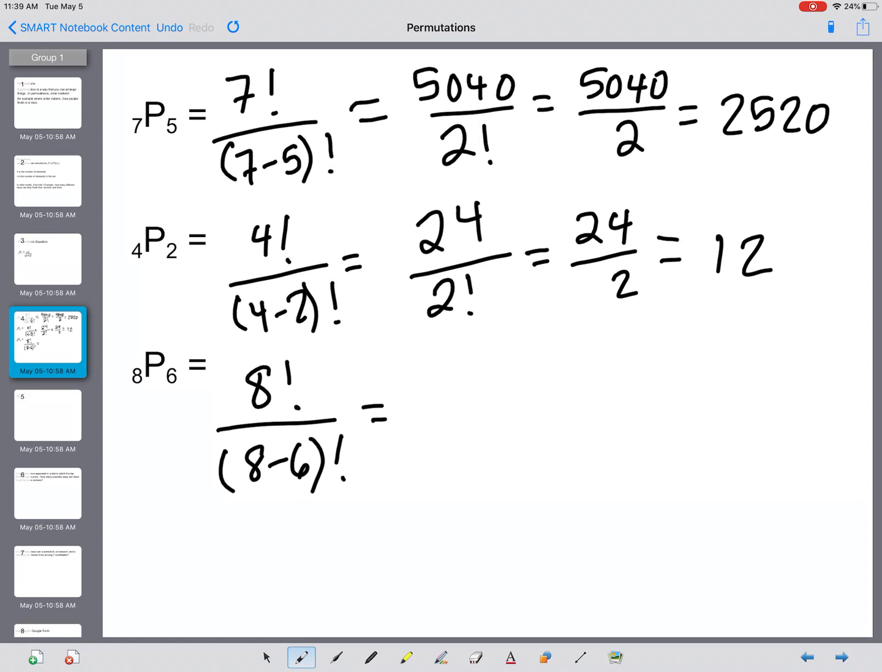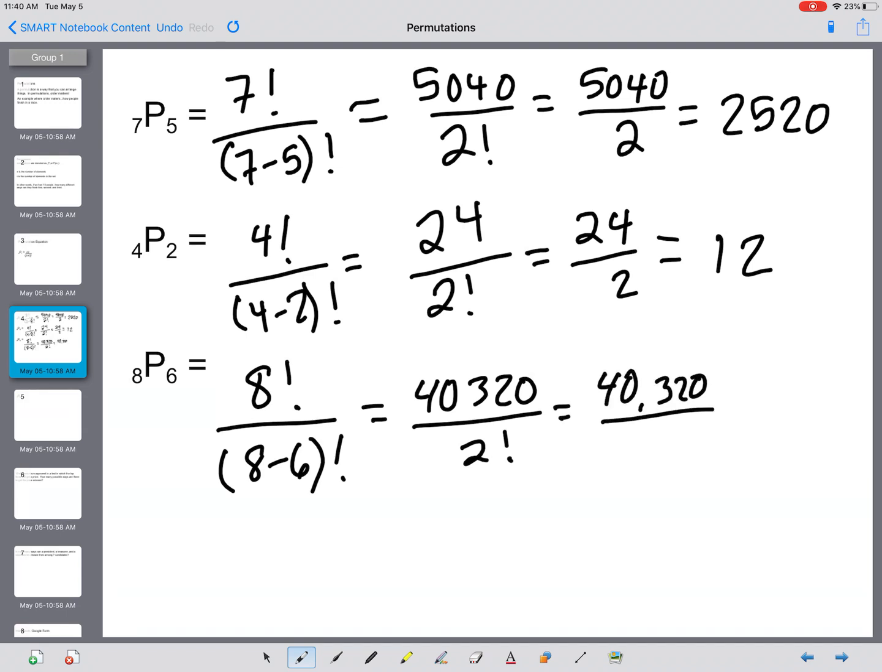Now 8 times 7 times 6 times 5 times 4 times 3 times 2 times 1 is 40,320, divided by 2 factorial, which is just 2. That's 20,160. I'm just going to double check my work. Hey, got it right.